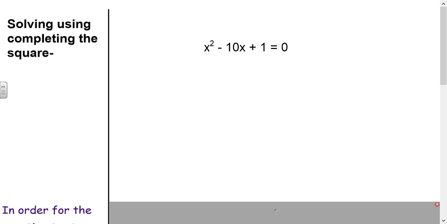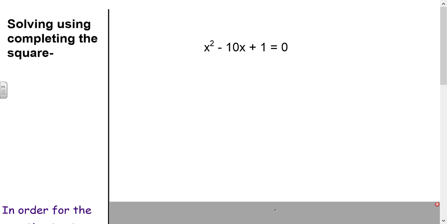Alright, now, sometimes when I'm solving equations, I can't factor them in order to solve it. And so what I would use completing the square for is to solve an equation that can't be factored. So for instance, if we have x squared minus 10x plus 1 equals 0, and I want to solve it by completing the square, I can't factor x squared minus 10x plus 1 because there are no factors of 1 that add to be negative 10. So what I would do is I can use completing the square to solve this equation.